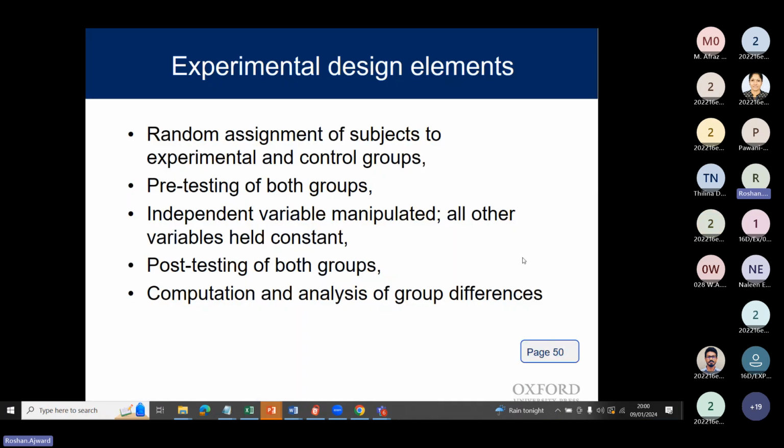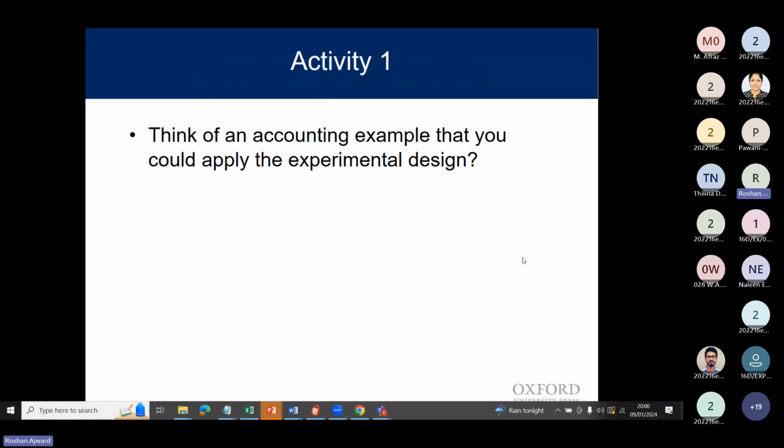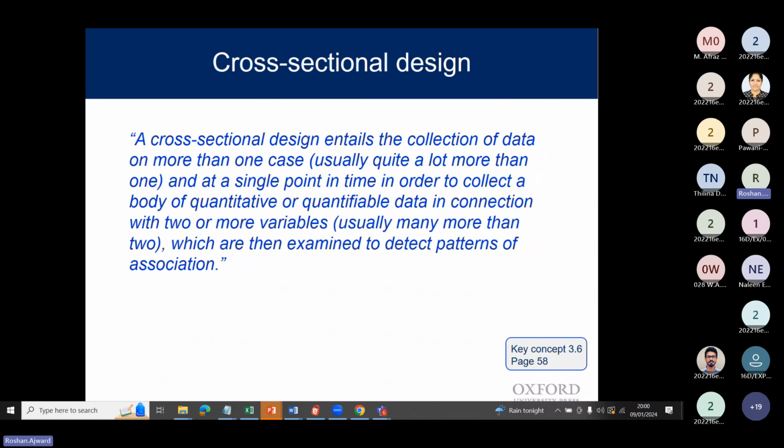Okay, Buddha. So we'll discuss the cross-sectional design next, after a break. Shall we take a 15-minute break, Buddha, and meet at 8:15 Sri Lanka time?